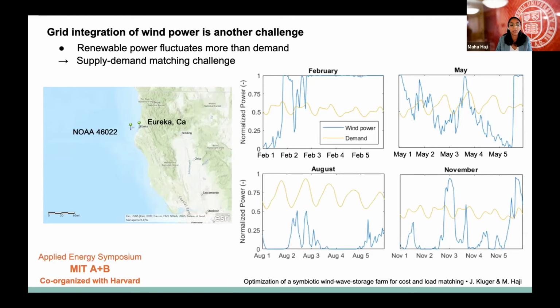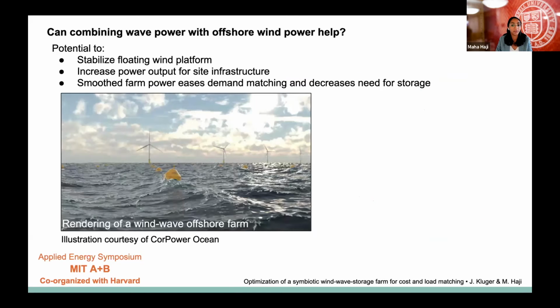As more wind power and other renewables are added to the grid, more energy storage is required to match the supply with the demand. Several features of wave power suggest that adding it to a floating wind farm can help decrease the cost of offshore renewable power. First, previous studies have shown that attaching a wave energy converter to a floating wind turbine can stabilize the floating wind turbine platform. Even when unattached, the wave energy converter can shield the floating wind turbine from waves.